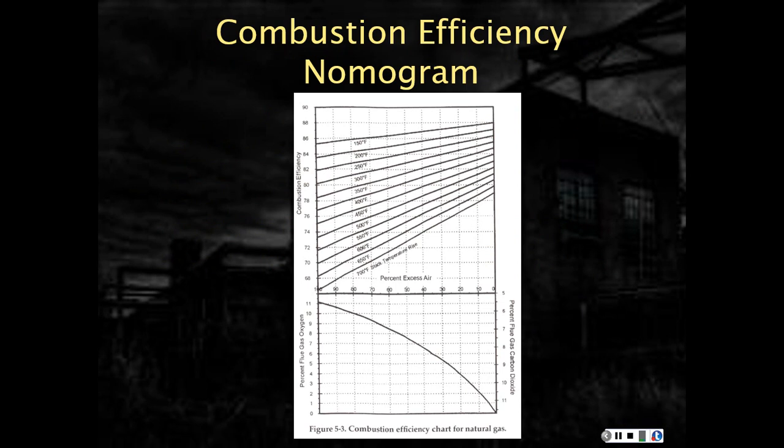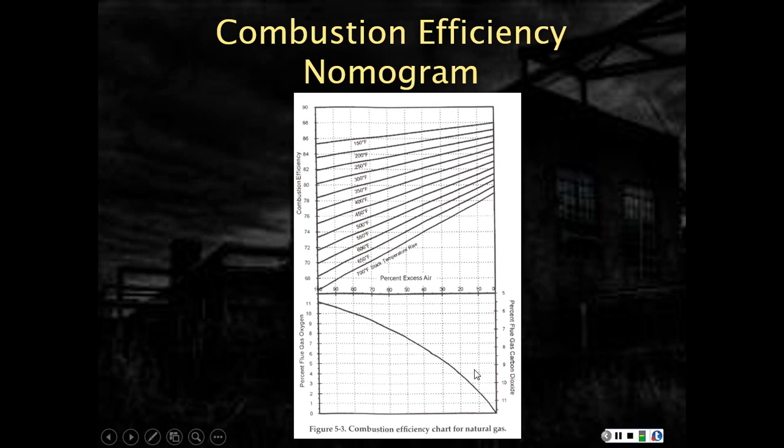Now, like I had mentioned before, you have already seen a government nomogram. Guess what? We're going to revisit this. This happens to be a combustion efficiency nomogram. If we take a look at it, down on the bottom we have a percent flue gas oxygen level measured from 0 up to about 11%. And then on this side we have percent flue gas carbon dioxide.